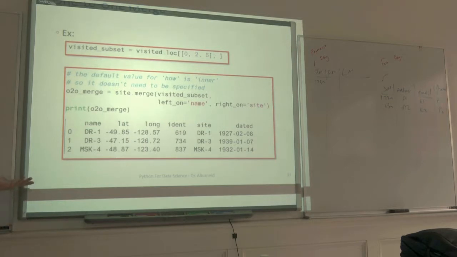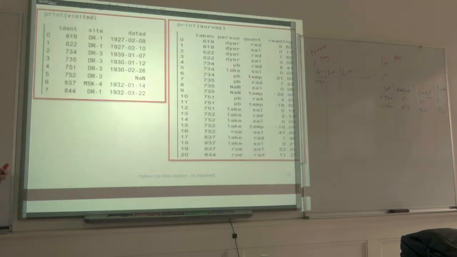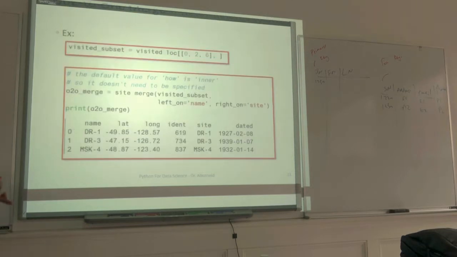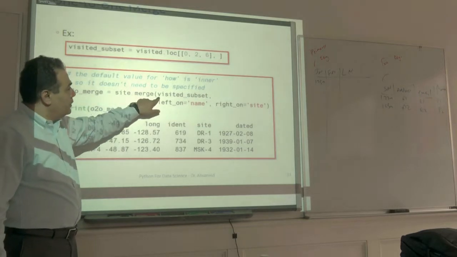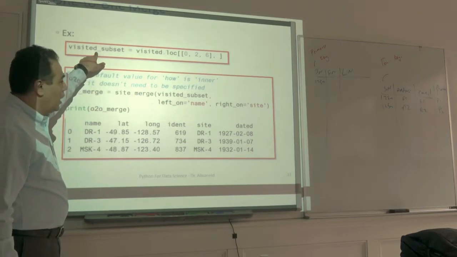But we have 3 columns. In the visited, how many columns do we have? 1, 2, 3. So you're going to take all 3 columns and take 3 rows. So in here for the site merge, we're going to use merge with visited subset. The visited subset has 3 rows and 3 columns, right?